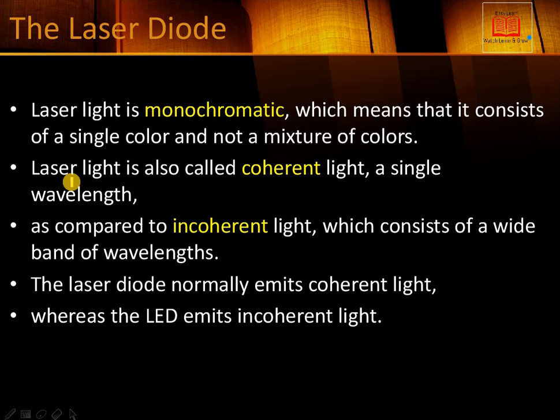So if I cannot change the wavelength, and because wavelength is involved in the colors, as we had already explained in the previous episodes, then of course color does not change, because color also depends on the wavelength. So this is the same point, but written from a different angle. As compared to incoherent light, which consists of a band of wavelengths, again the example of sunlight, the laser diode normally emits coherent light, and the LED emits incoherent light.